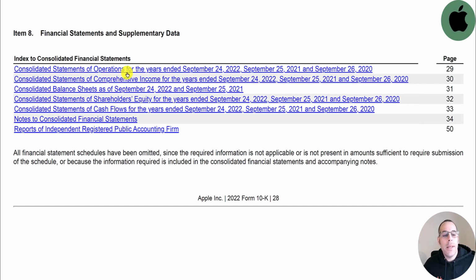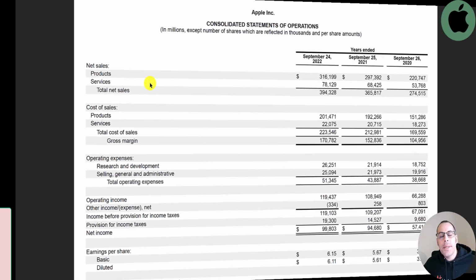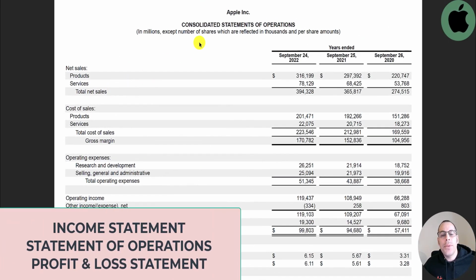So we could go directly to the statement of operations, which is the P&L. Alternatively, we could jump to the balance sheet, statement of shareholders' equity, the statement of cash flows. Let's start with the income statement. We could just scroll down one page. And this is Apple's income statement. They call it the consolidated statement of operations.